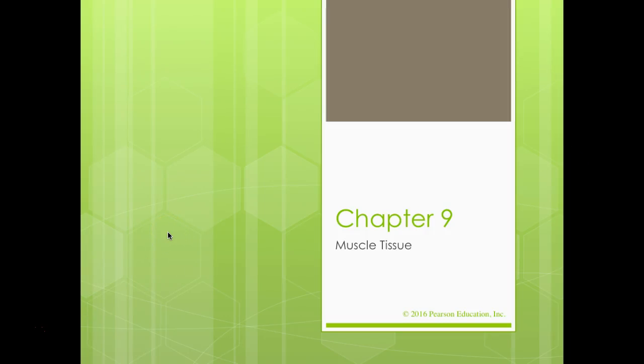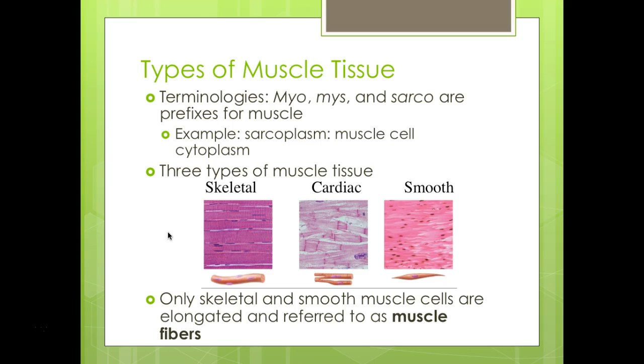So I'm going to give you as quick a little review over our muscle tissue as I can. We're going to start off by distinguishing the differences between our three types of muscle tissue. We have our skeletal tissue that's going to be multinucleated, striated, and it's going to have voluntary muscle control.